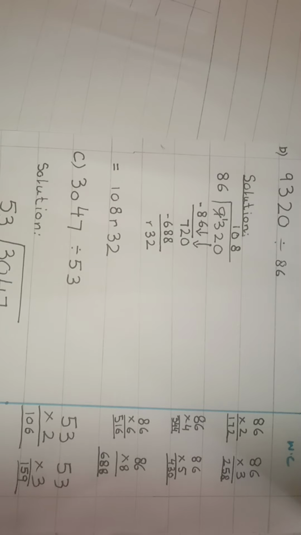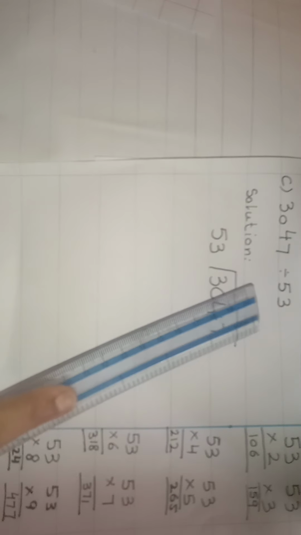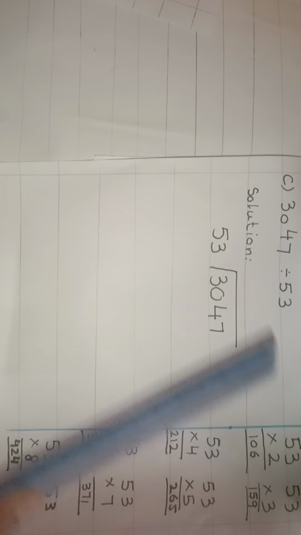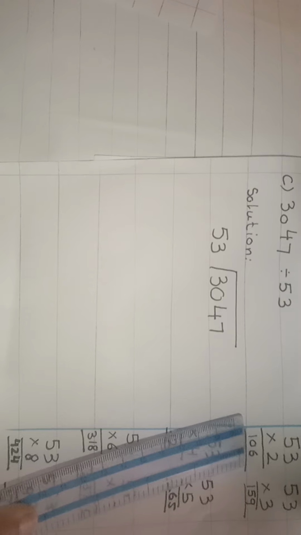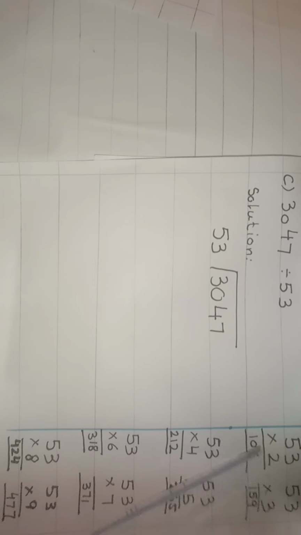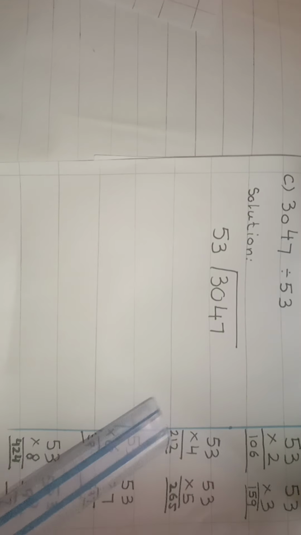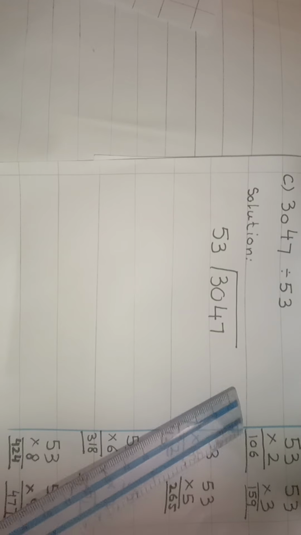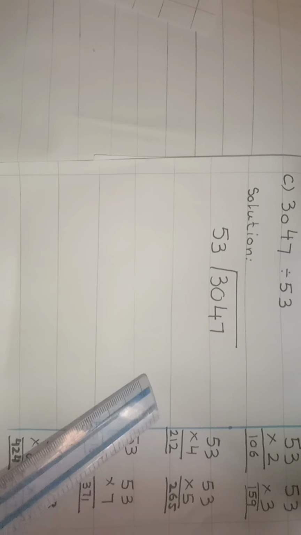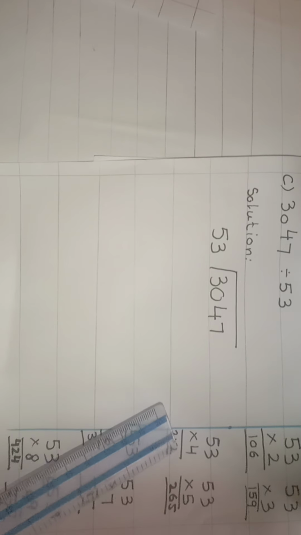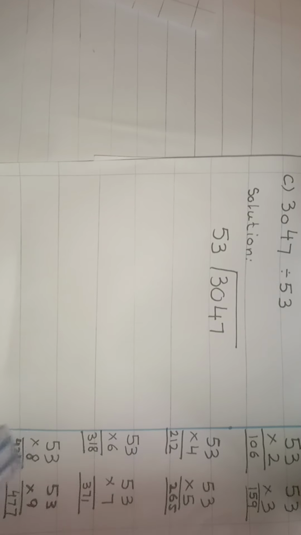Let's see C part. Our C part is 3047 divided by 53. Here we require the table of 53. So first of all, before starting our question, we will find out the table of 53. 2 threes are 6, 2 fives are 10. It means 53 twos are 106. 3 threes are 9, 3 fives are 15. It means 53 threes are 159. 53 fours: 4 threes are 12, 1 carry, 4 fives are 20 plus 1, 21. It means 53 fours are 212. In that way we will find the table till 9.